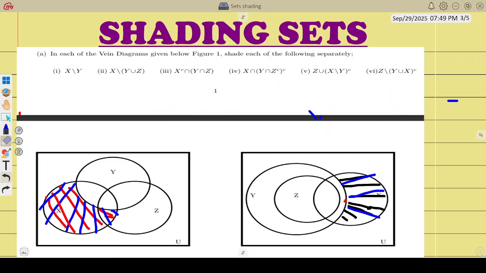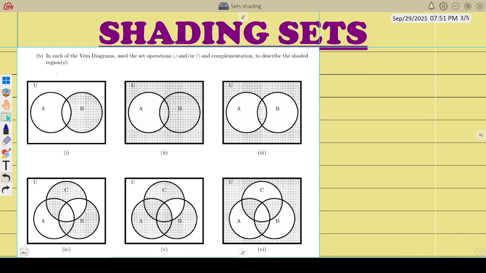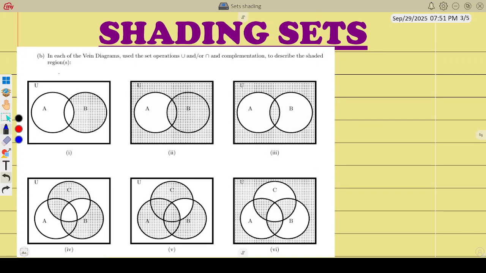So let's look at something different now. Is this clear? In each of the Venn diagrams, use the set operations union and intersection, also the complement, to describe the shaded regions. So how do you describe this shaded region?